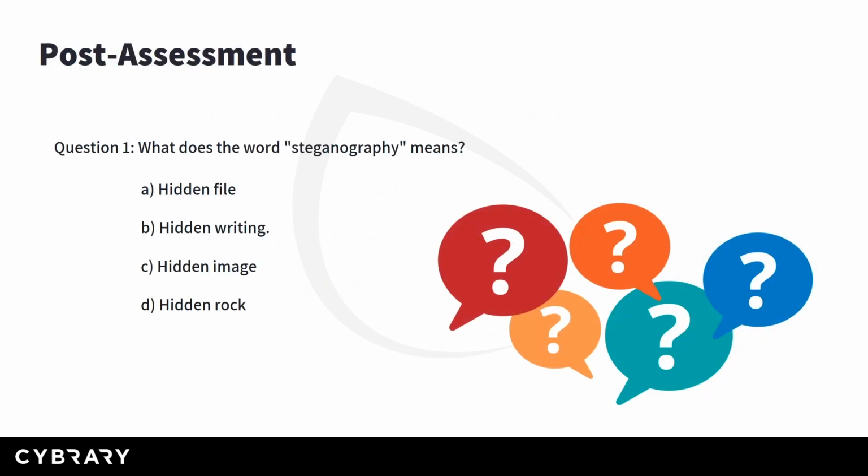Before finishing, here's a quick question for you. What does the word steganography mean? Do you think it's A, hidden file, or B, hidden writing, or C, hidden image, or maybe D, hidden rock? The answer here is B. The word steganography comes from Greek history and means hidden writing.